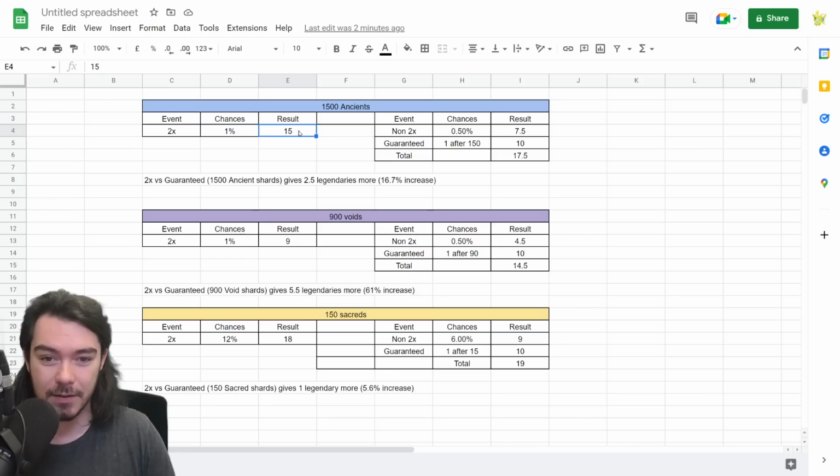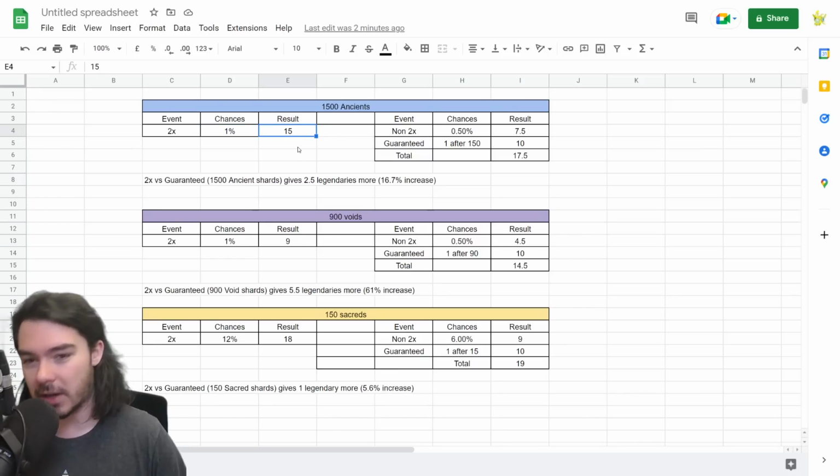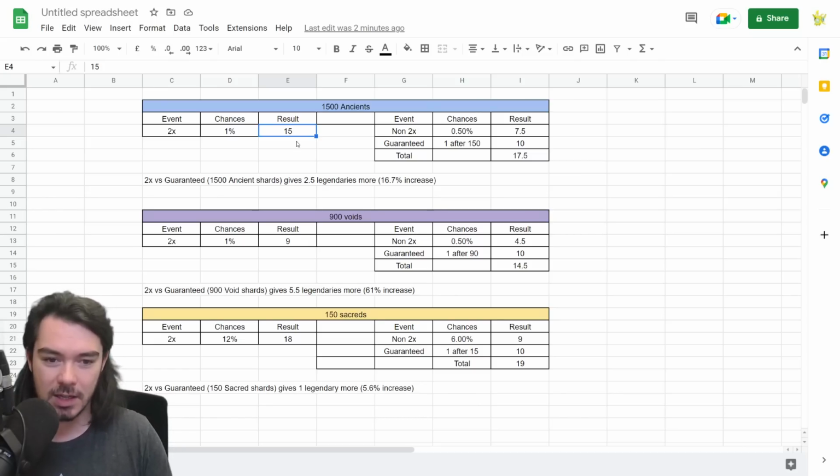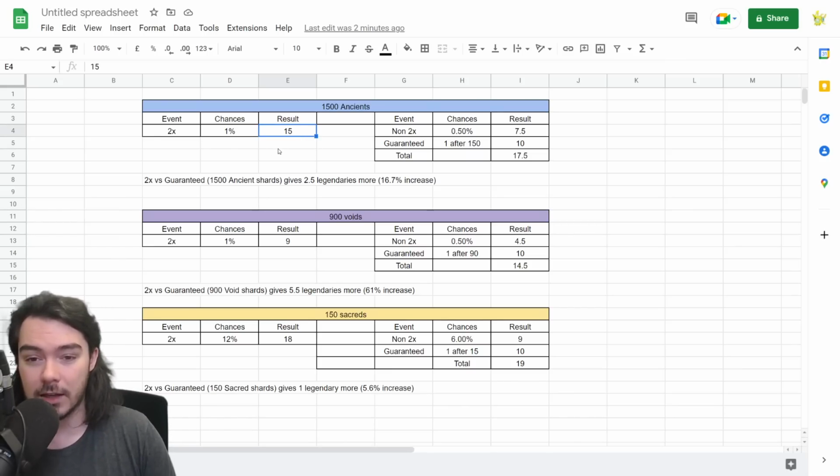You're going to get exactly 15 legendaries out of 1,500 ancients. There's a really good chance you might get 14. You might get 16. Maybe even 13 or 17. And then obviously the chances to swing further on the other sides get lower. But typically speaking, you're not going to see your mercy timer affect things all that much.